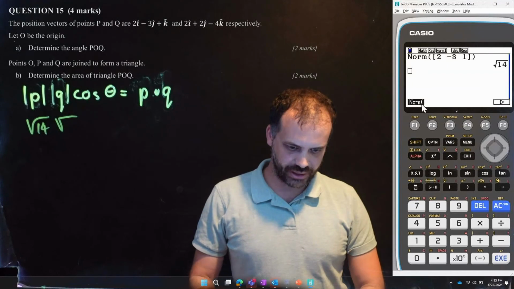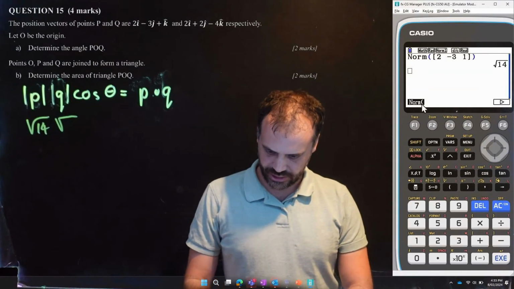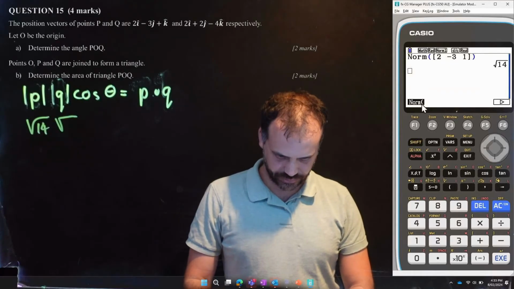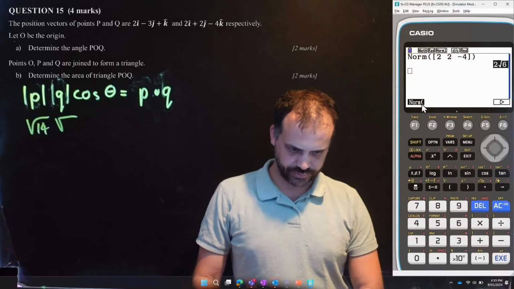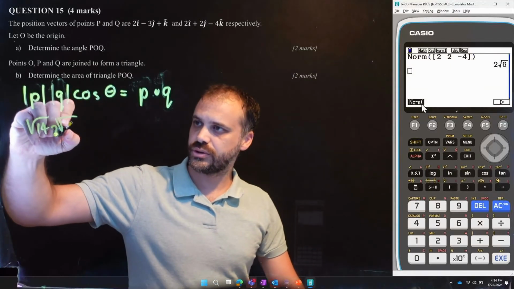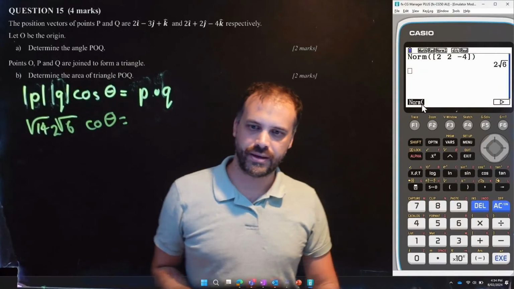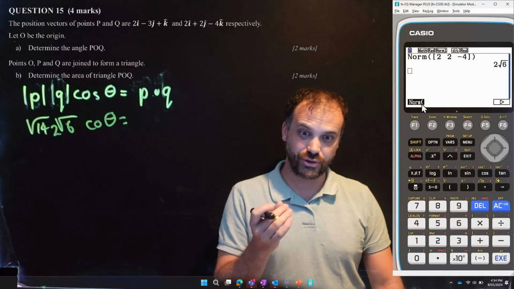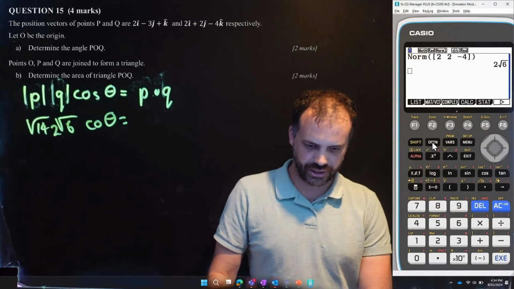What about the magnitude of Q? Now, of course, I can make my life easier just by jumping in here and going again. I have 2 root 6 there, cos theta. And then I have this P dot Q. Now we want to do a dot product. We want to do an operation. So I'll find that in options.